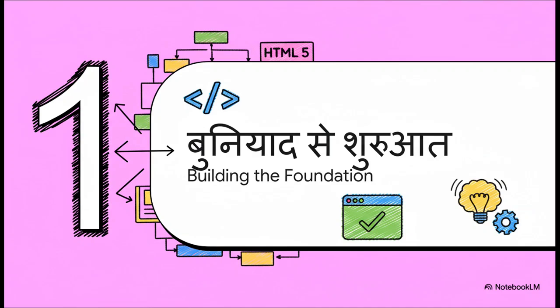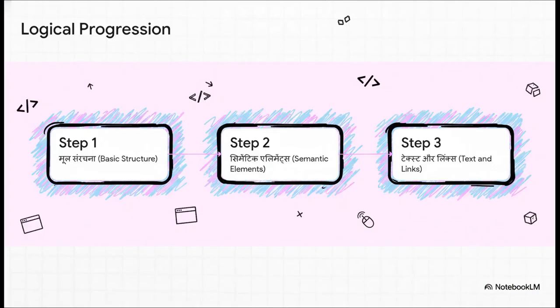This blueprint starts by building that strong base. We're talking about the absolute essentials, the skeleton of any web page, before we can add any of the fun stuff. What's so brilliant about this whole approach is just how logical the progression is. The prompts first get you to set up the basic document structure. Then you learn how to use semantic elements like header and footer to actually give your page some meaning. And finally, you add the content with text and links. See? Each step just builds perfectly on the one before it.